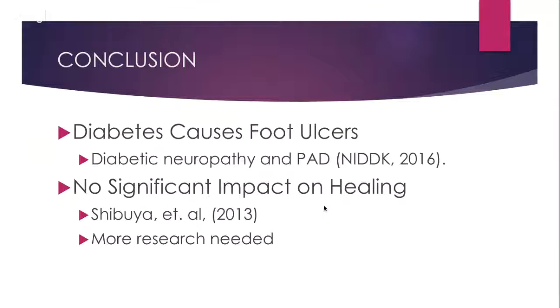So in conclusion, we know that diabetes definitely causes foot ulcers. This is shown through diabetic neuropathy, which is tested using the monofilament, and the peripheral arterial disease, which is tested through the ankle brachial indices. Again, you want that value to be between 0.8 and 1.2.